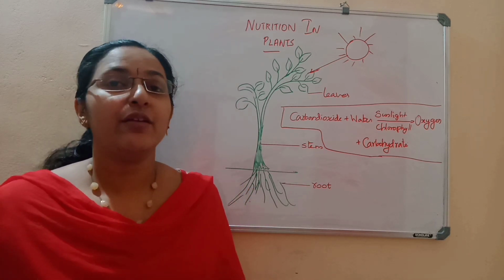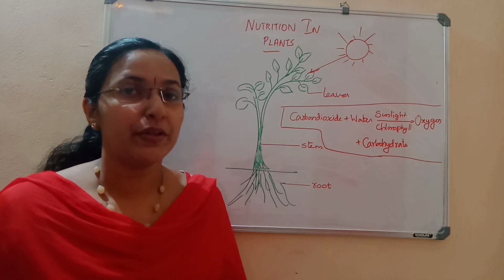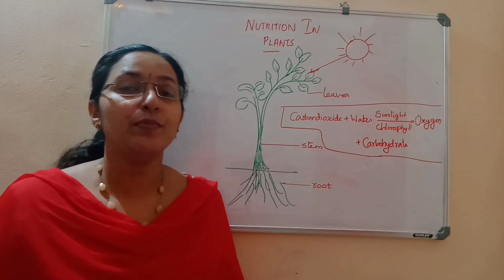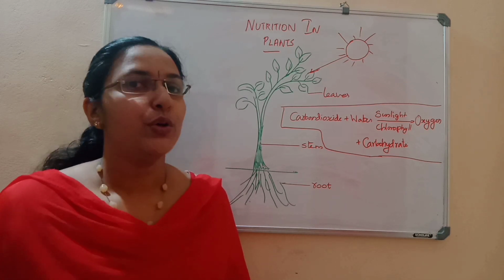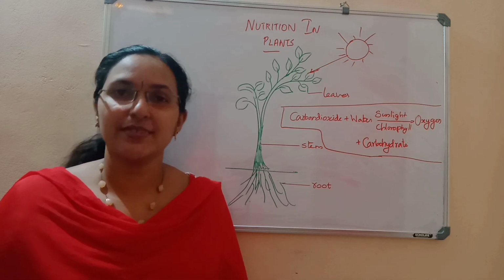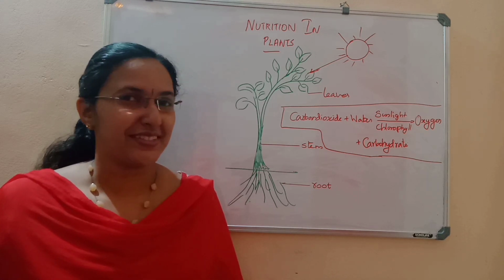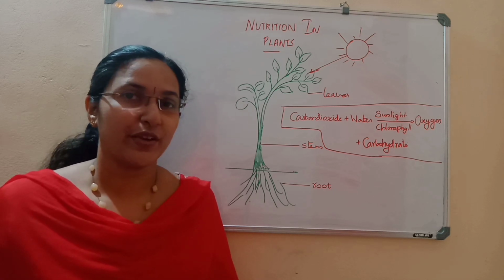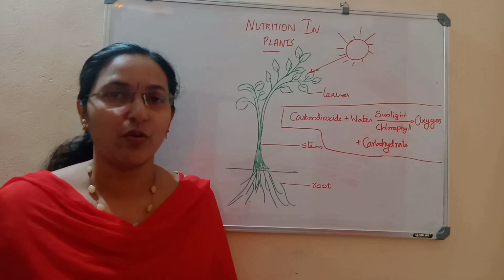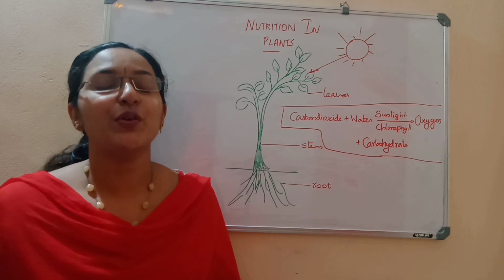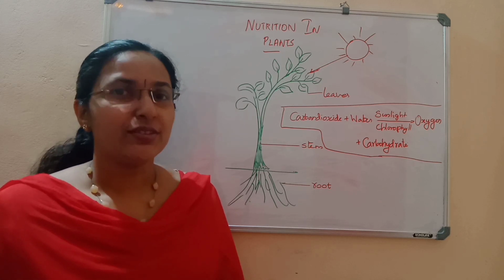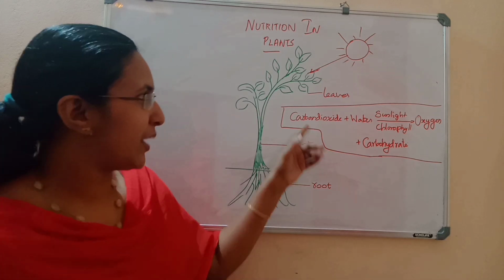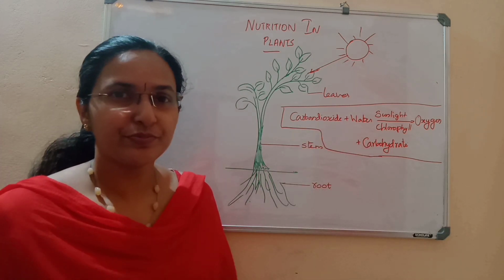And today we are going to study autotrophic nutrition, that is, how plants prepare their own food. You know that process is known as photosynthesis. Plants make their own food with the help of carbon dioxide, water, sunlight, and chlorophyll, which is known as photosynthesis. So the main ingredients are carbon dioxide and water.